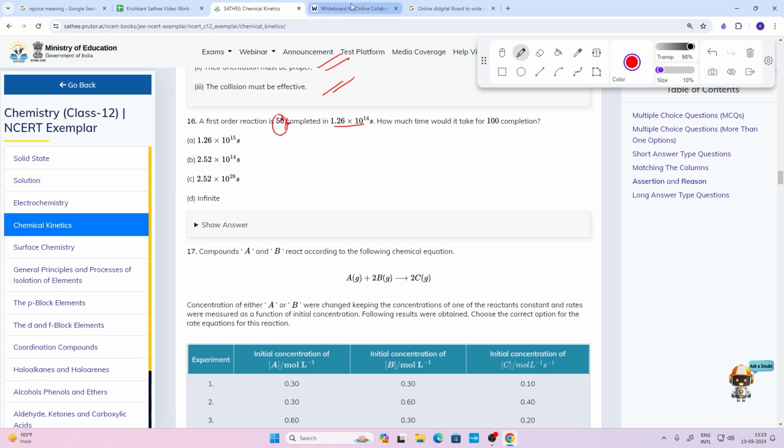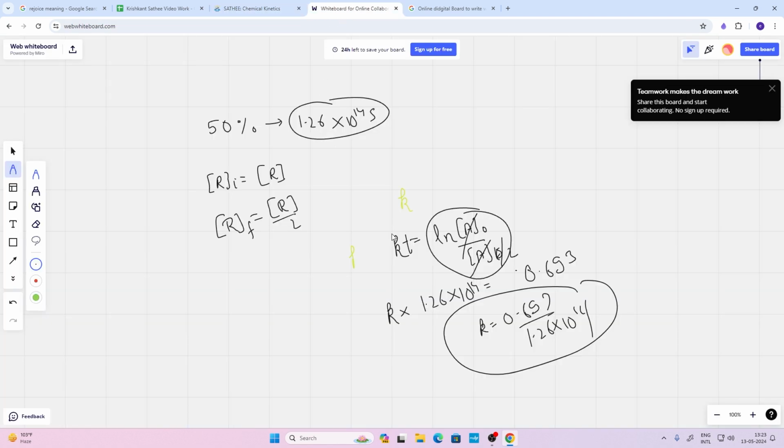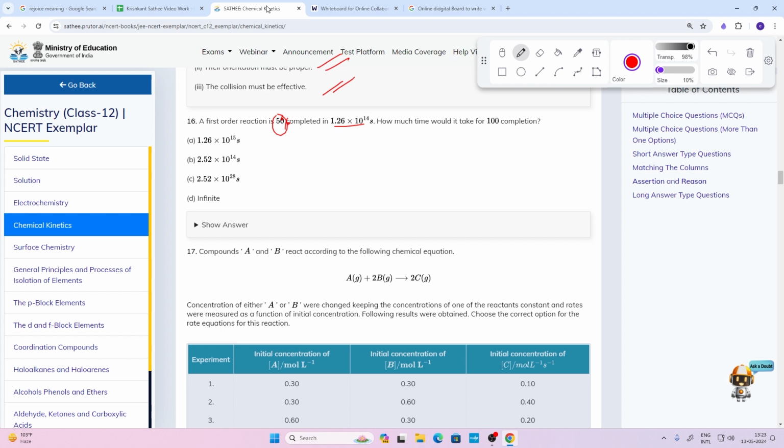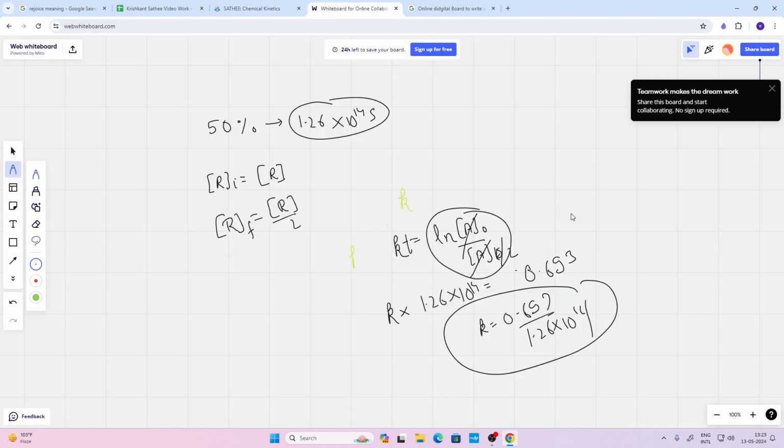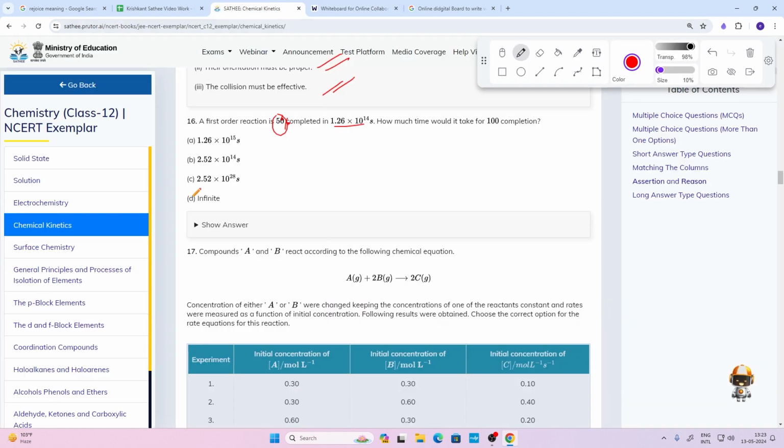Next, what you have to find is the time for 100% completion. 100% completion means a0 and this will be 0. So kt will be equal to ln a0 by 0. Now 1 by 0 is infinity, and ln infinity is infinity. So it will complete at infinite time. Next question.